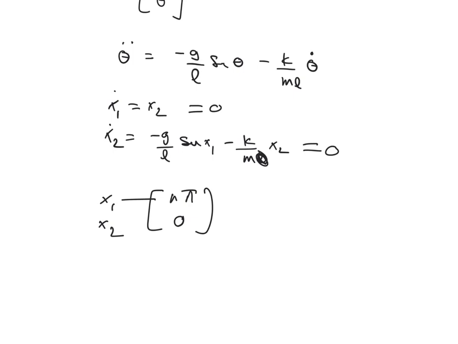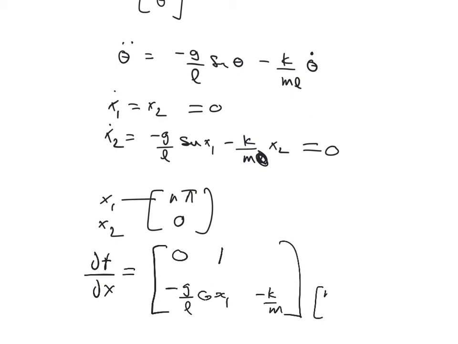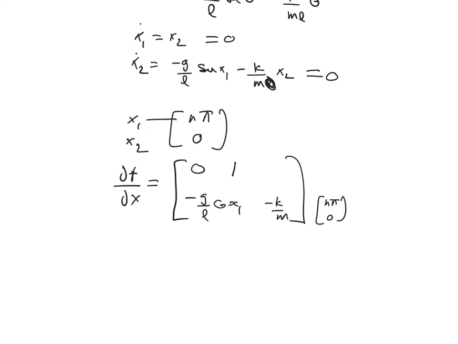So let's say when I linearize this equation, del f by del x equals, with respect to x1, 0, with respect to x2, 1, and with respect to x1 it will be minus g by l cos of x1, right? Then with respect to x2 it should be minus k by m, computed at n pi and 0. So let's first compute at 0, 0. When I choose my equilibrium point to be 0, 0, that will be 0, 1. If I choose 0, cos is 1, so minus g by l, minus k by m.